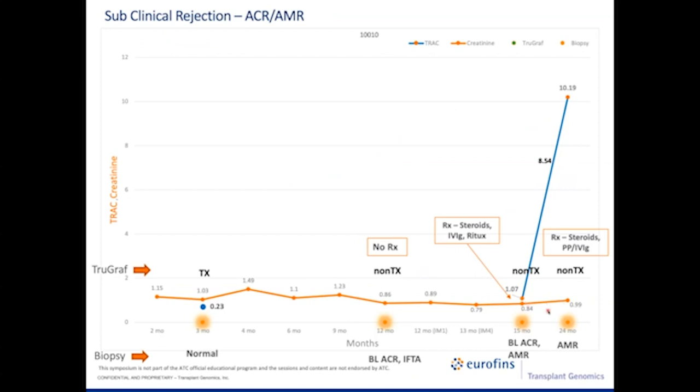Unfortunately, several months later, still with stable renal function, they have a non-TX TruGraf assay at 24 months, biopsy's done, still showing AMR. At that time, the cell-free DNA assays really shot up here to 9 and almost 10. Again, treated with another round of steroids, plasmapheresis is added now, and IVIG. The DSA get better and the patient improves. So again, if you're just looking at serum creatinine, you're missing the picture here.